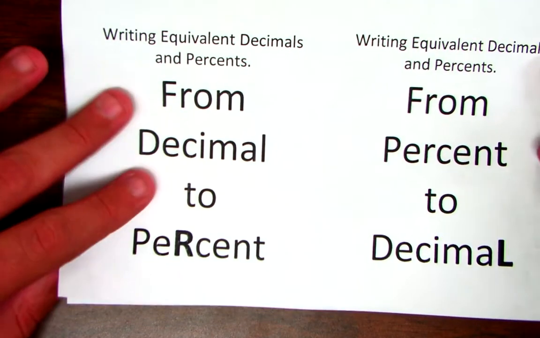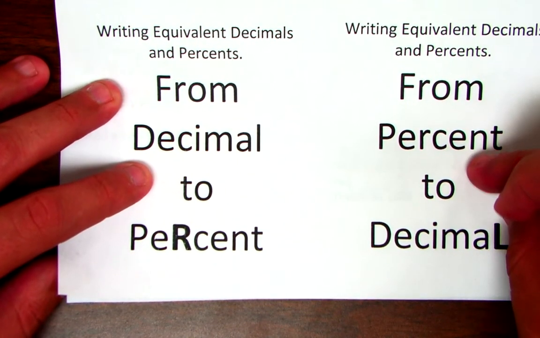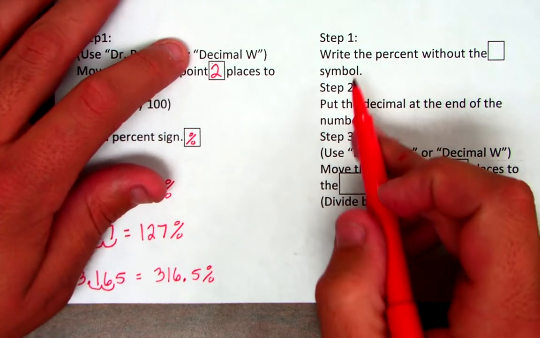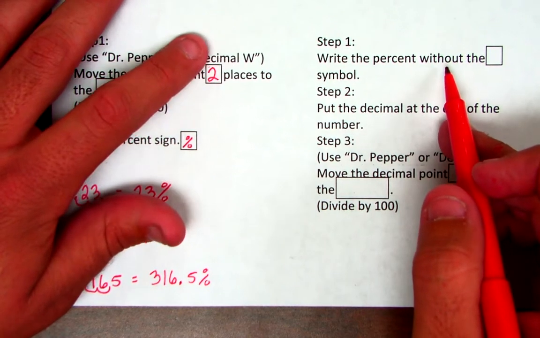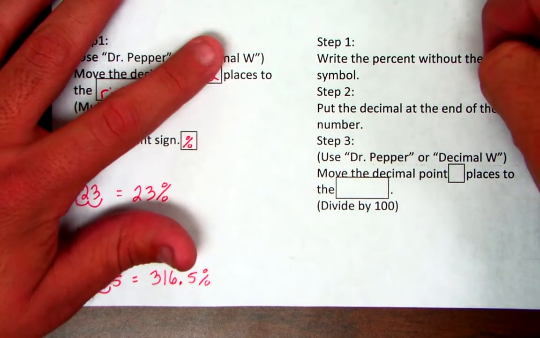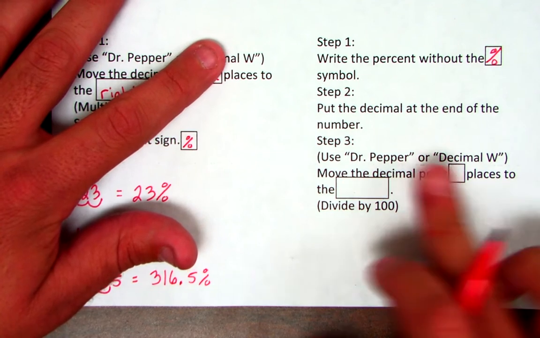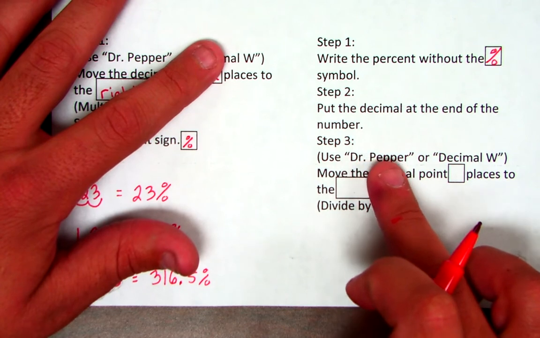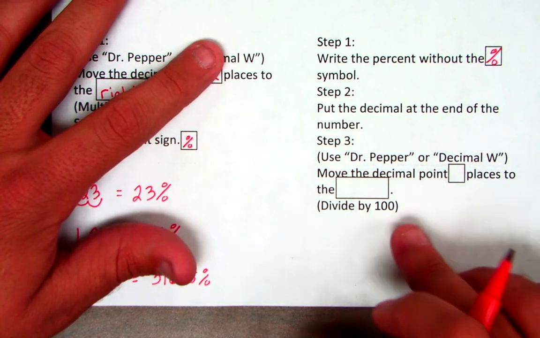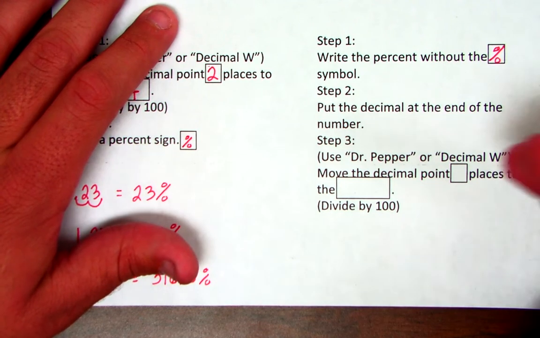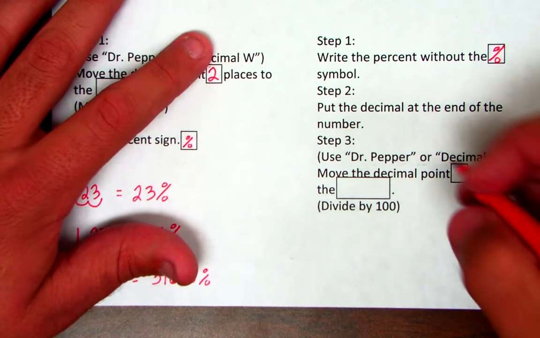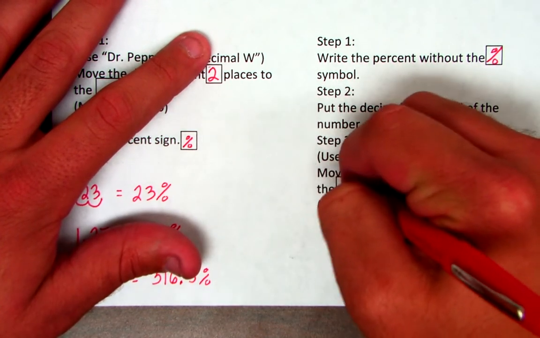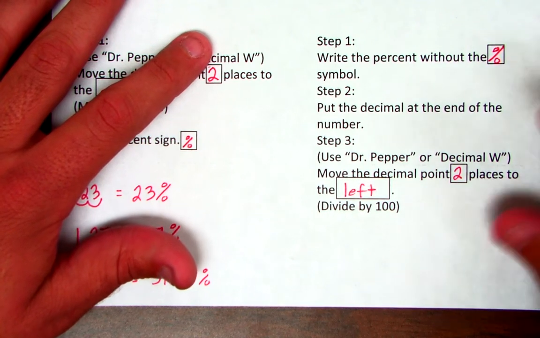Alright, the second one we're going to do now is going from a percent to a decimal. So first of all, it says write the percent without the percent symbol. Put the decimal at the end of the number. Step 3 says use Dr. Pepper or decimal W. But this time, if you're going from a percent to a decimal, you have to move the decimal point 2 places to the left, or you divide by 100.